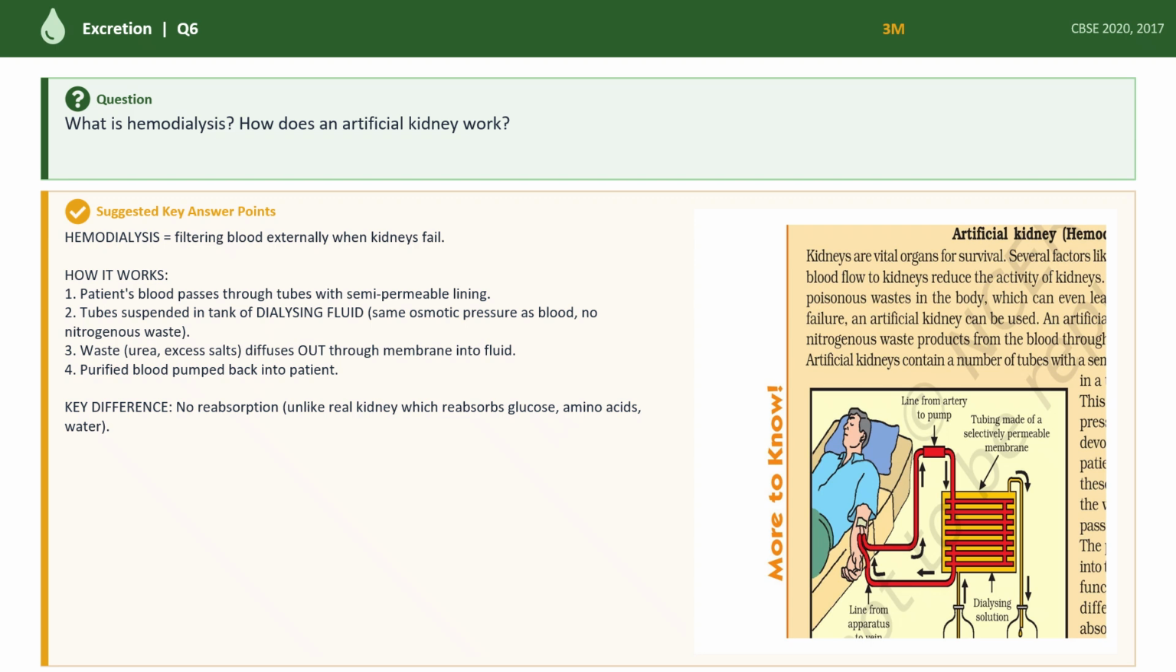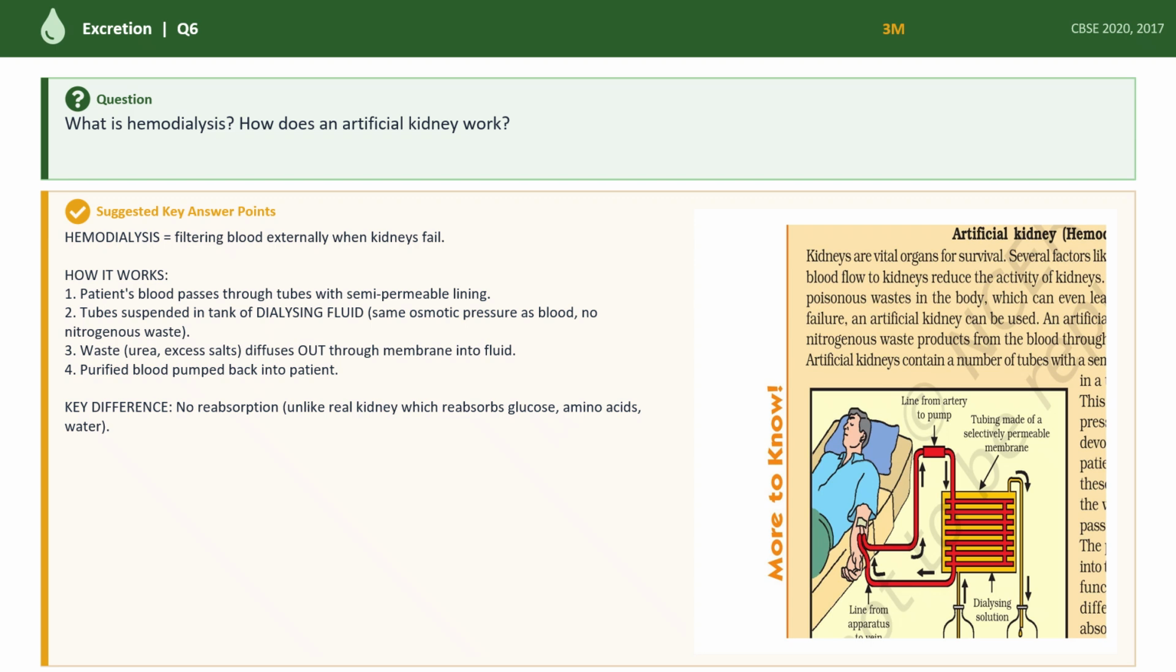See, hemodialysis is what people opt for when the kidney has been affected by some kind of disease or injury and is not functioning. During that time, people opt for hemodialysis. It is nothing but filtering blood externally when kidneys fail.